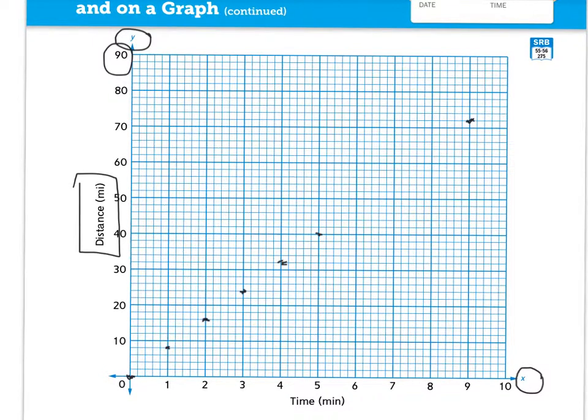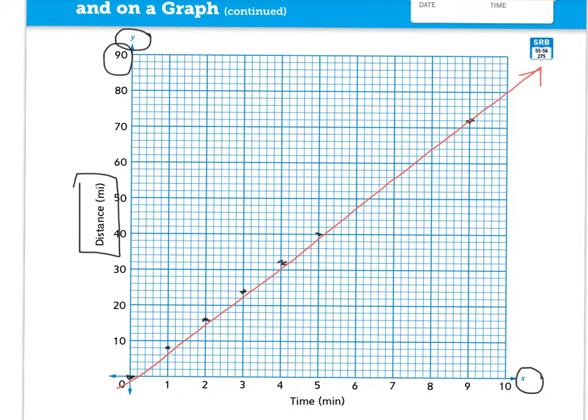So there you can see I plotted my last 2 points at 5, 40, and 9, all the way up there at 72. And the last thing you have to do is connect these dots, and I'm going to try the best I can with my digital ink by drawing a line that goes through the origin, and it's going to go straight through. So watch here. Let's see how I connect them the best I can.